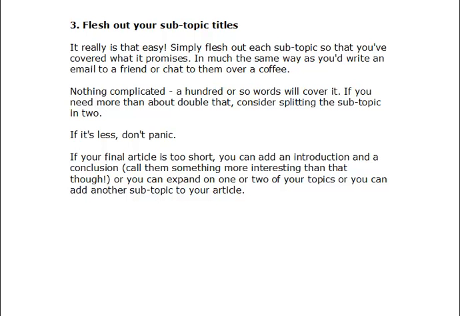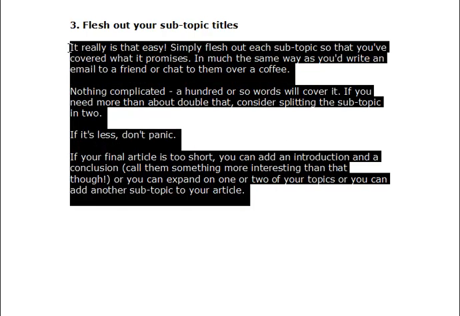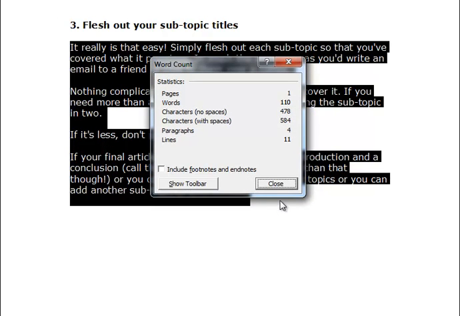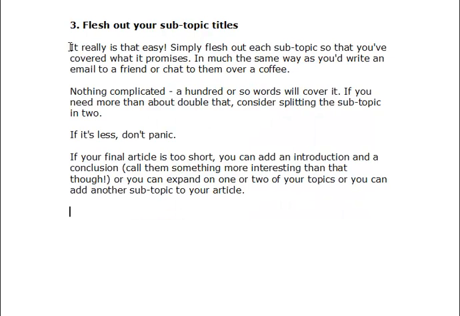Simply flesh out each subtopic so you've covered what it promises, in much the same way as you'd write an email to a friend or chat to them over a coffee. It really isn't complicated, 100 or so words, and if we just highlight that in Word, which is what this is written in, and just check the word count, 110 words there. So it's not daunting, is it, because they're short paragraphs. But 100 or so words covers it. If you need more than about double that, maybe consider splitting the topic, because it just works better that way.